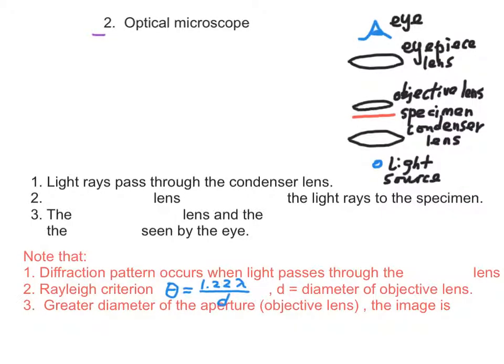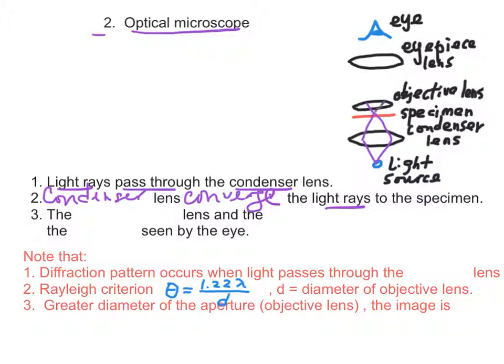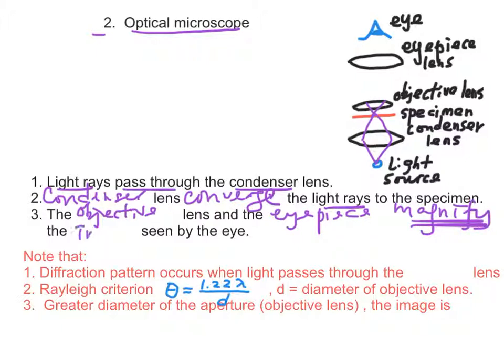Let's see an optical microscope. The light waves pass through the condenser lens, and the condenser lens converges the light waves to the specimen. The objective lens and the eyepiece will magnify the image seen by the eyes.